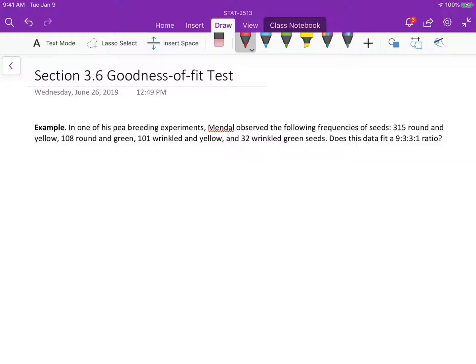I will use this example to explain the goodness of fit test. The goodness of fit test is used to check whether your observed data have a certain distribution. For example, in one of his pea breeding experiments, Mendel observed the following frequencies of seeds. You can see there are four different categories.